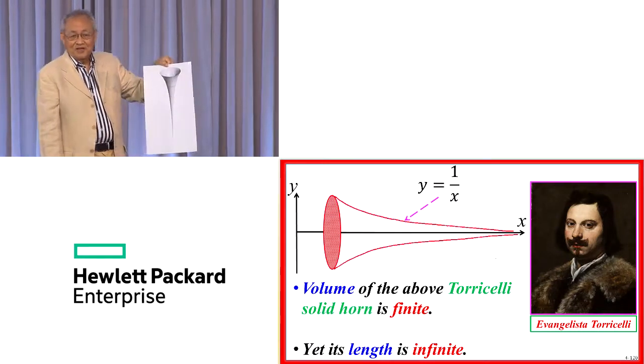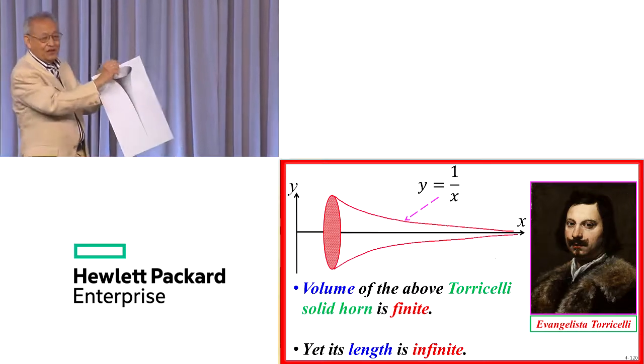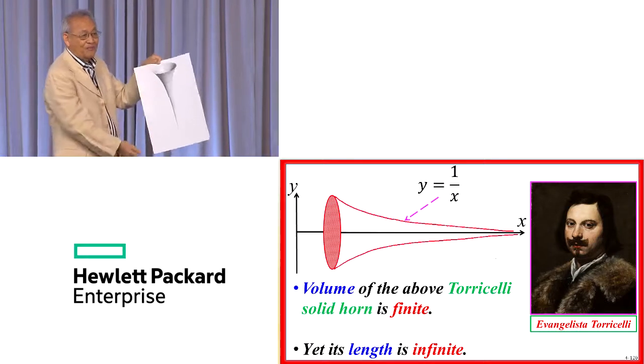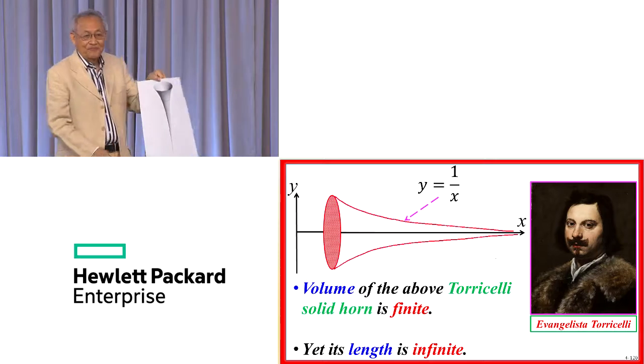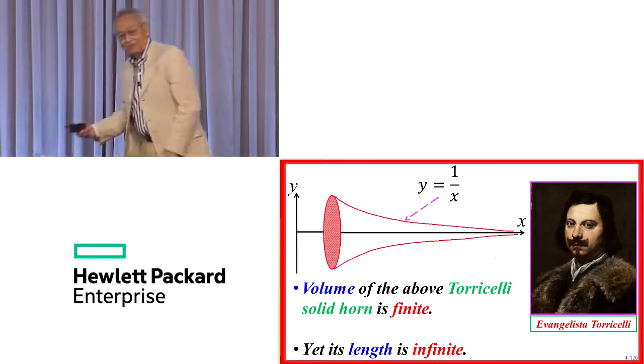So that's the paradox. In fact, after you pour out the paint, think of this as an infinitely thin wall, the inside is going to be all red, right? So it's all painted, but the area is infinite. How is that possible? Well, that's it, because it's infinity.